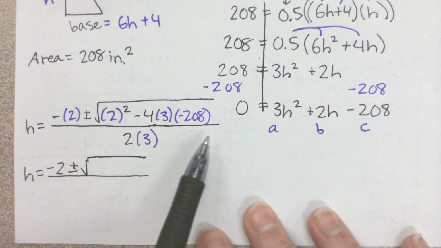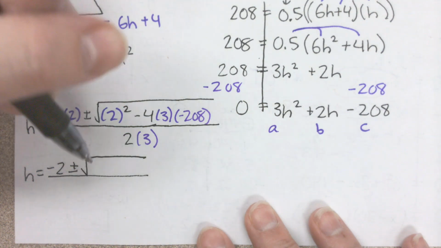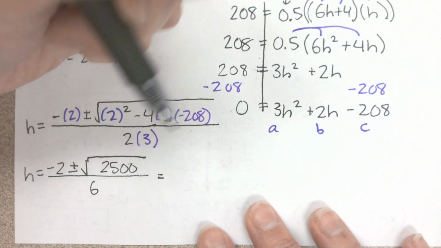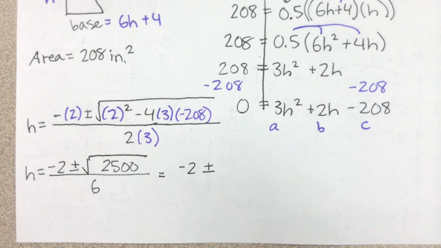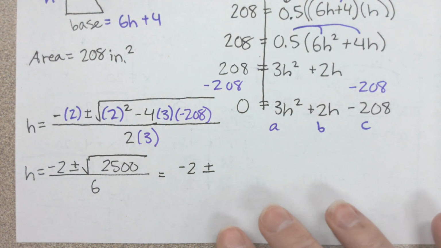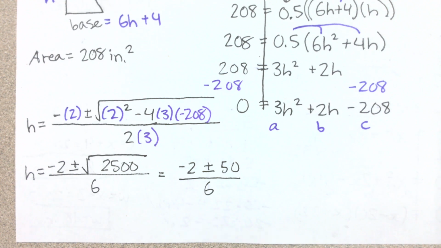I'm going to skip putting this part in my calculator. I'm just going to tell you, when you do this, you should get 2,500. On the bottom, 2 times 3, that gives us 6. Negative 2 plus or minus. 2,500 is a perfect square. Did anyone find the square root of 2,500? Gage? 50 is correct. Thank you. Still over 6.